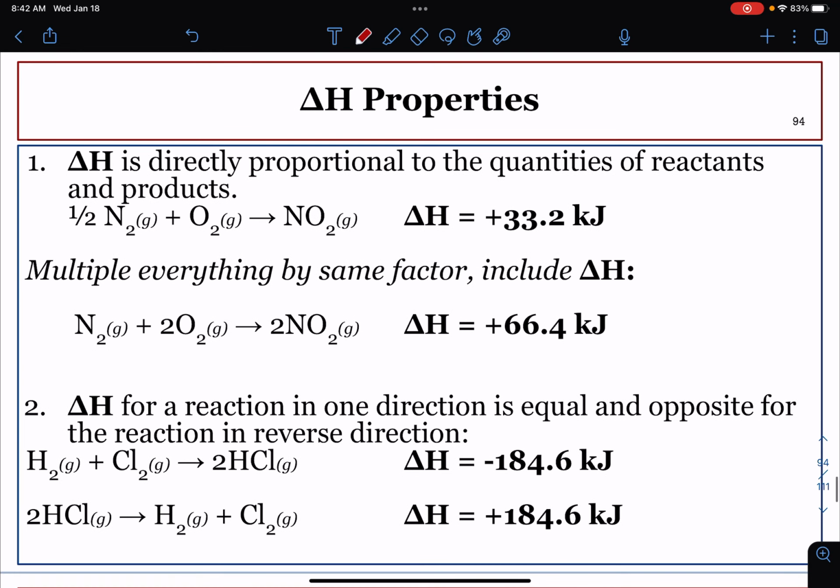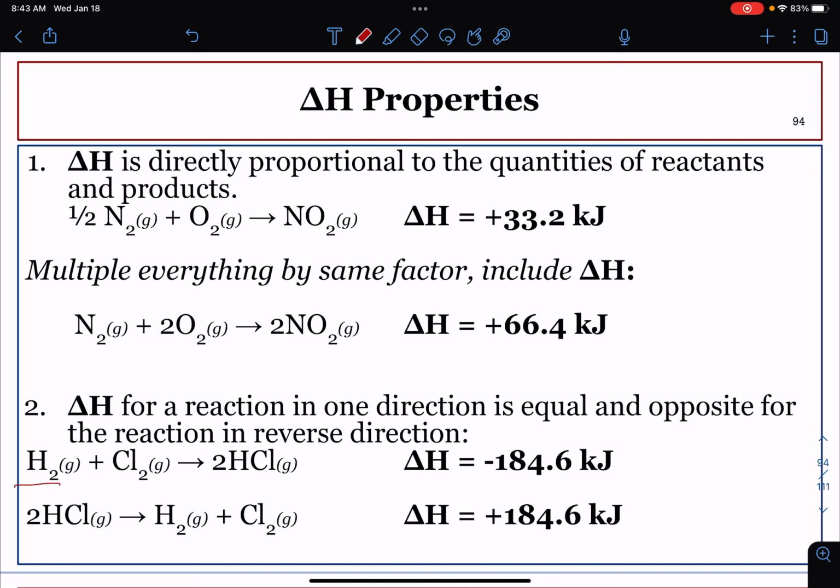The other property is different. Delta H for a reaction in one direction is equal and opposite for the reaction in the reverse direction. So to understand this, we need to actually understand that we can reverse a reaction. First, let's look at this example.